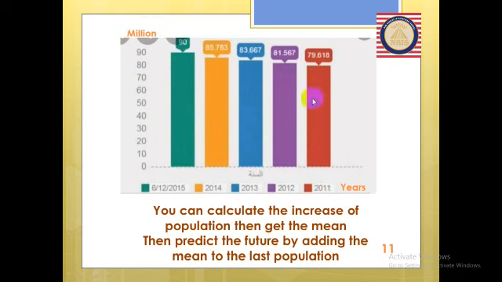Okay, and I get that in 2011 the population was 79,618,000, and 2012, 81,567,000. Now, how to calculate the increase in population? First, we're going to get the difference between each year. Okay, here you're going to get 81.567 minus 79.618. You're going to subtract them.